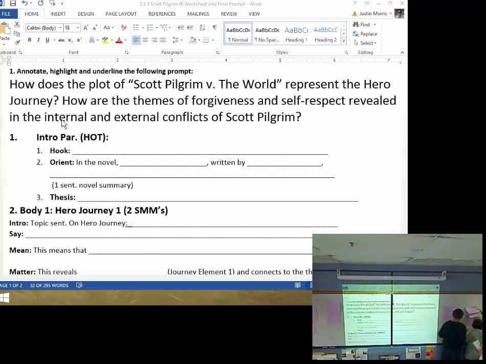Yeah, pretty much. So you just choose one of those and you can divide it down for one paragraph or the other. Maybe this paragraph is self-respect.